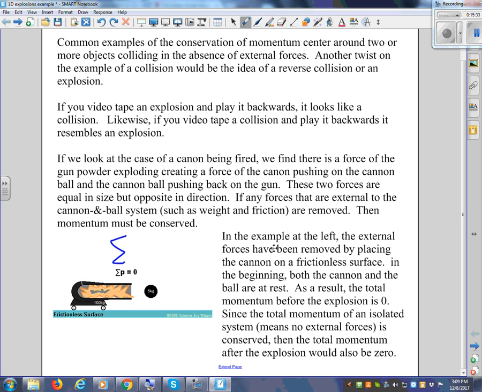Okay, stop. In the example at the left, the external forces have been removed by placing the cannon on a frictionless surface. In the beginning, both the cannon and the ball are at rest. As a result, the total momentum before the explosion is 0. So in fact, explosions are actually easier than collisions because the momentum at the start is 0. The whole left side is just 0. Right? It's easy. Since the total momentum of an isolated system, meaning no external force, is conserved, then the total momentum after the explosion would also be 0.